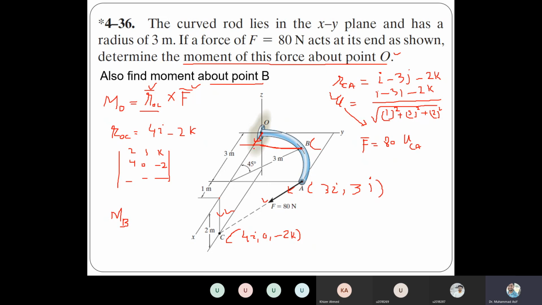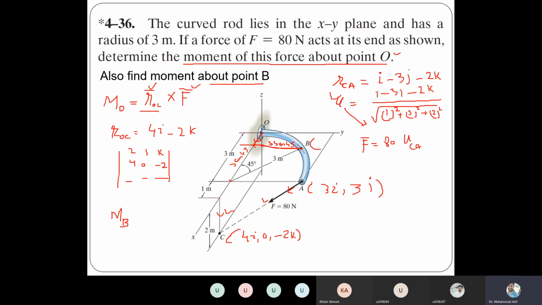What is the problem now? We know the total distance is 3 meters. So how much is this much? What will be this value from here to here? 3 cos 45. Very nice. 3 cos 45. So this is 3 cos 45. And how much is this one, from here to here? 3 sin 45. Yeah, this will be 3 sin 45.